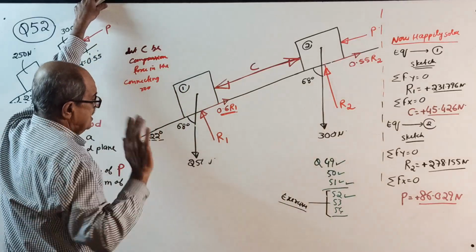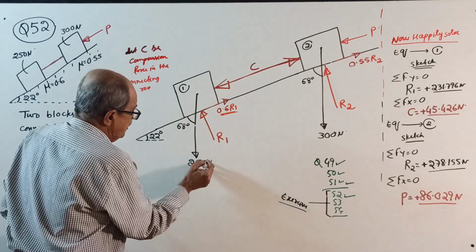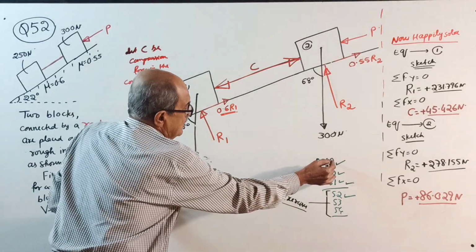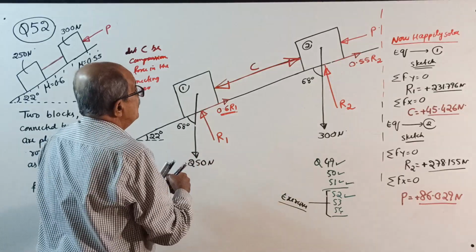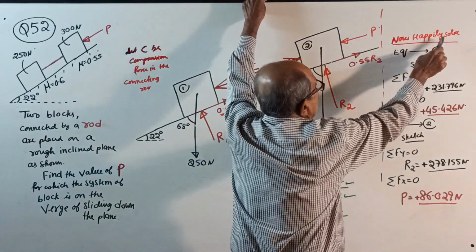Okay, start. Now, everything, a combined one. Every system is shown here. Now, what do you do? First, you write a sketch showing the complete system. I already told you from the beginning. You refer to questions 49, 50, 51. See what I have done. Okay, one system. Now happily solve.